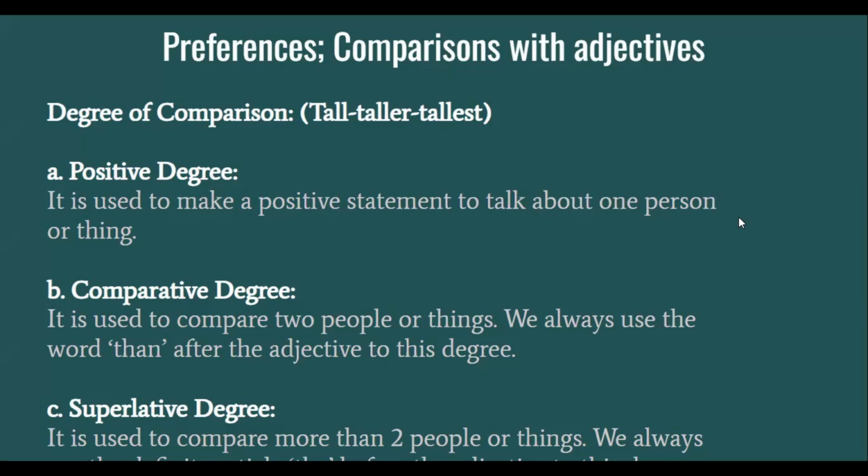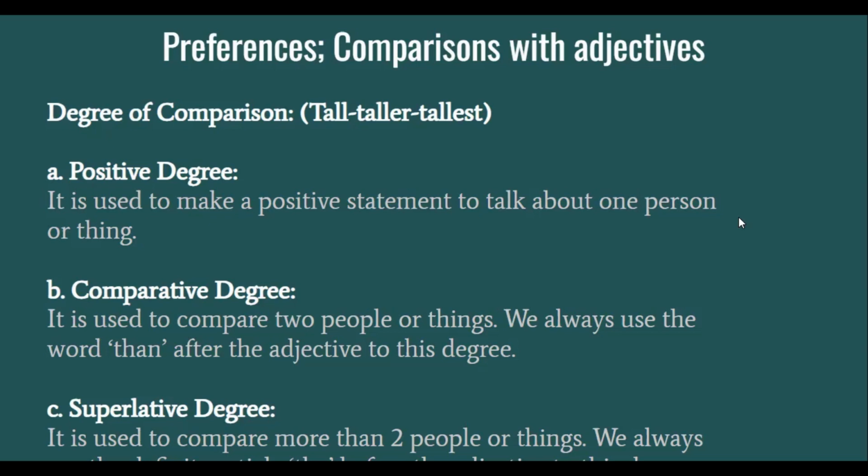So you all might remember we have studied this grammar topic in our school usually, where we make the adjective into comparative degree and superlative degree when we say taller and tallest, right? So now we will be looking at them one by one. So the first one that we have is positive degree. Positive degree is when we talk about only one thing or only one person.